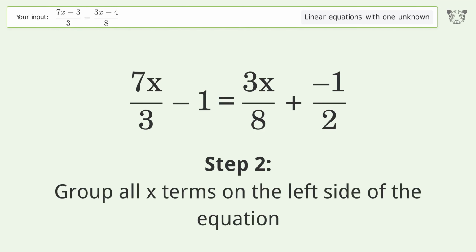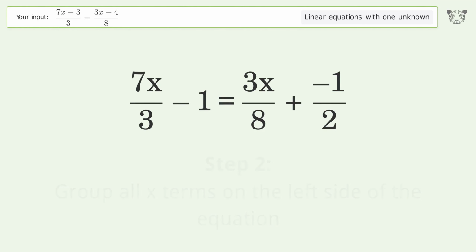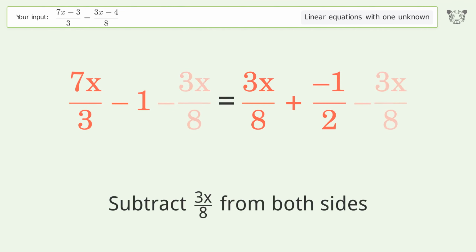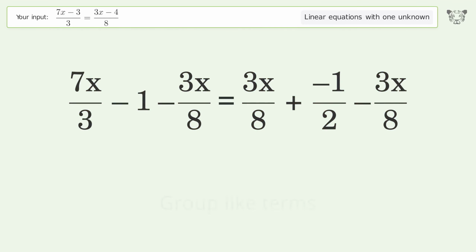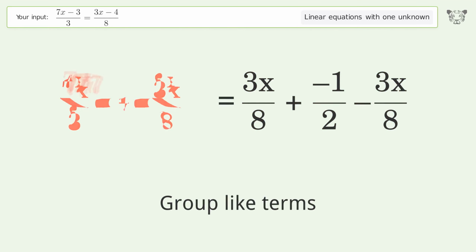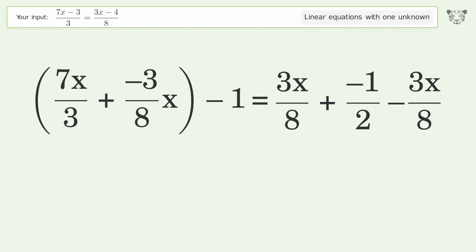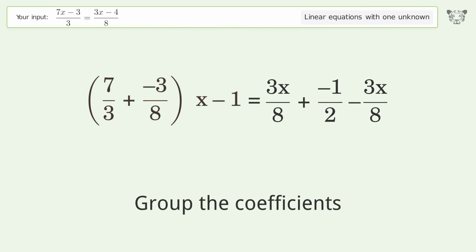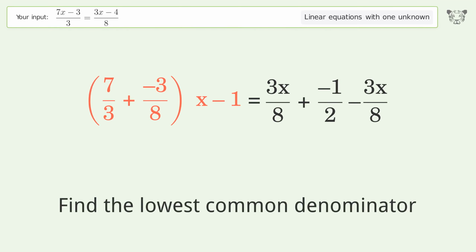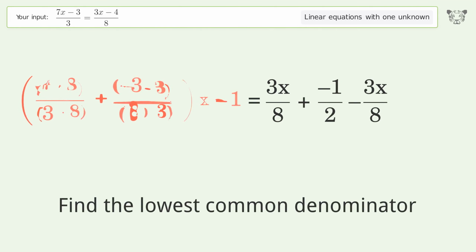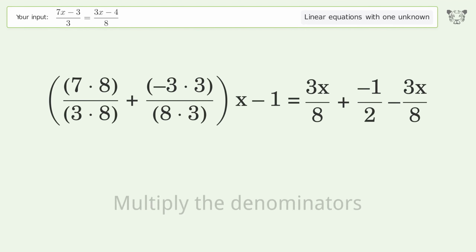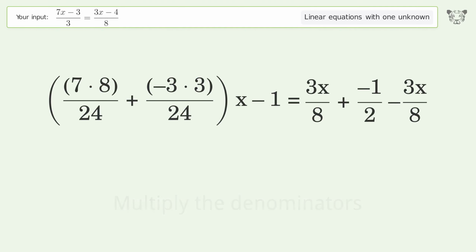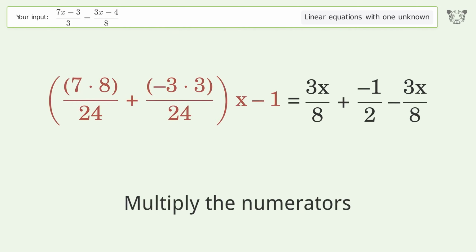Group all x terms on the left side of the equation. Subtract 3x/8 from both sides. Group like terms. Group the coefficients. Find the lowest common denominator. Multiply the denominators. Multiply the numerators.